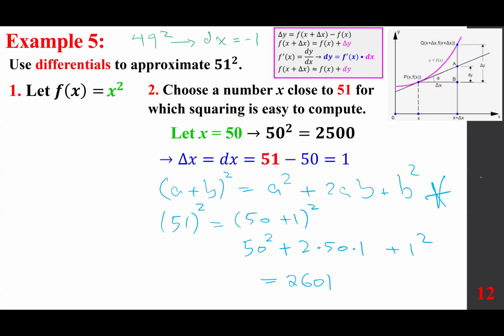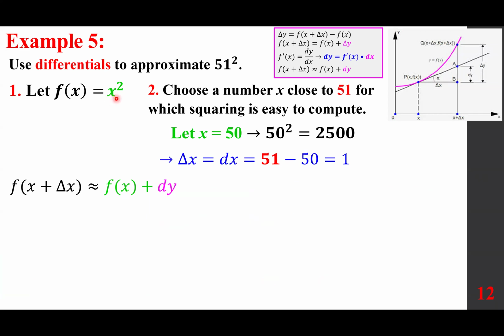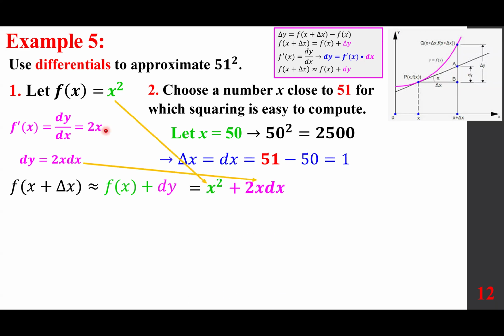So in this case, we are looking to find f of x plus delta x, which is f of x plus dy, and we have f of x, we are going to find dy. And dy, remember, you take the derivative first in order to get to dy. First, you have to get to dy dx, which is 2x. Dy is f prime of x dx, so therefore 2x dx. And now we put it in here, which means x squared plus 2x dx. Therefore, 51 squared can be approximated by f of 51, which is f of 50 plus 1, which is 50 squared plus 2 times 50 times 1.